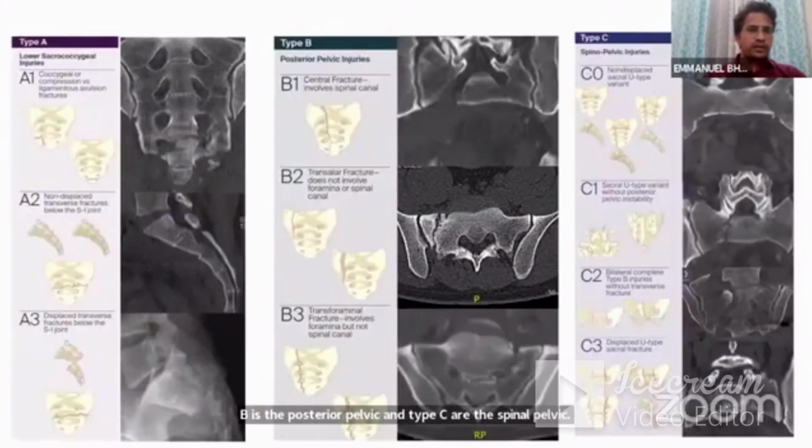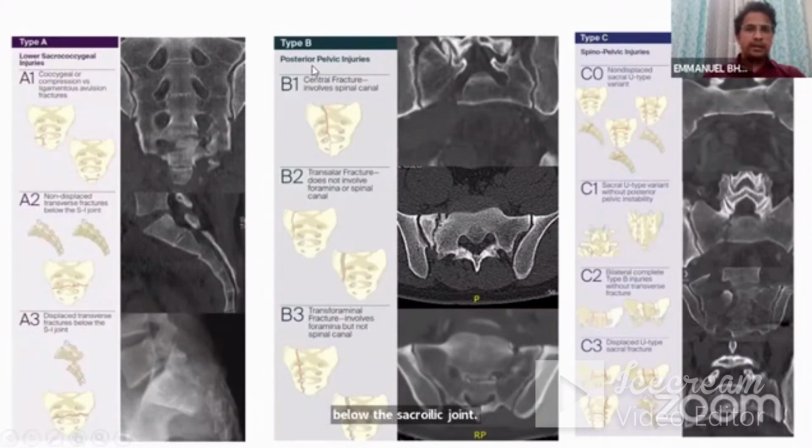This picture explains the classification system, where type A is the lower sacrococcygeal injuries, which means the fracture line is below the sacroiliac joint. This is further divided into A1, A2, and A3. A1 are the coccygeal or the sacral compression fractures or the ligamentous avulsion fractures. A2, these are the non-displaced transverse fractures below the sacroiliac joint. And A3, these are displaced transverse fractures below the sacroiliac joint.